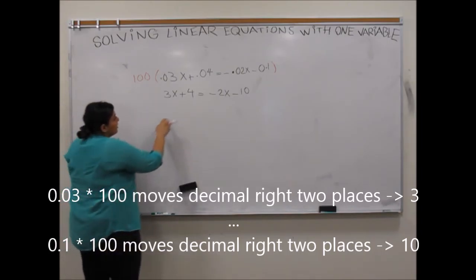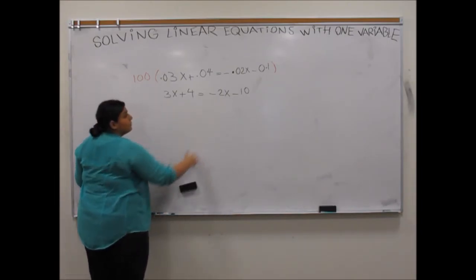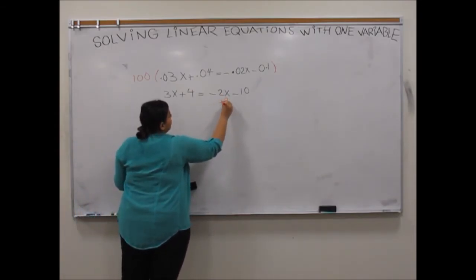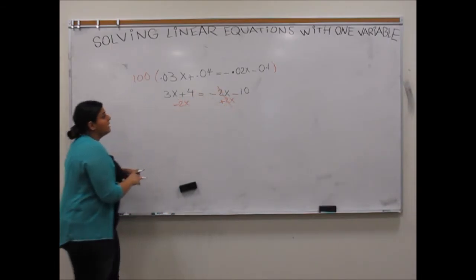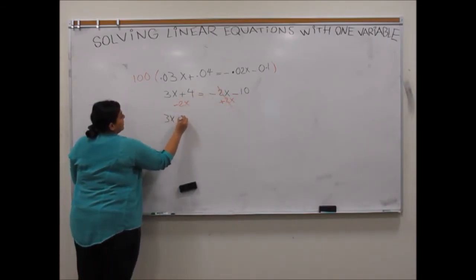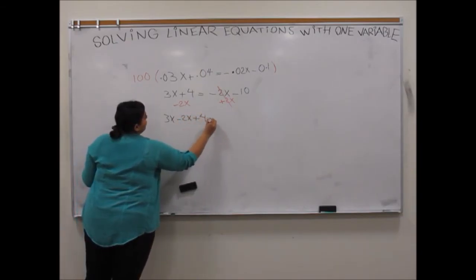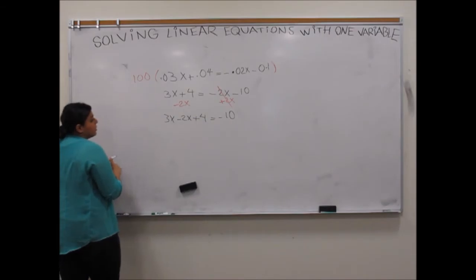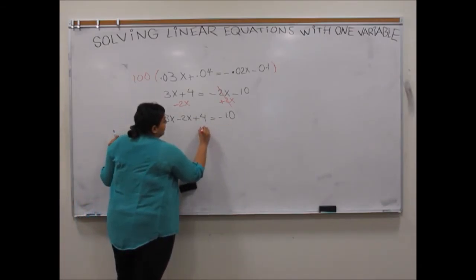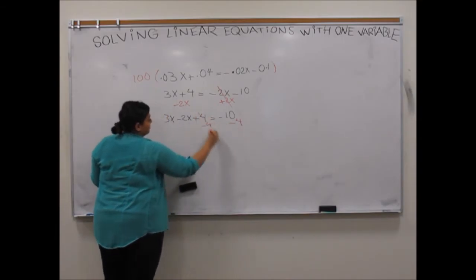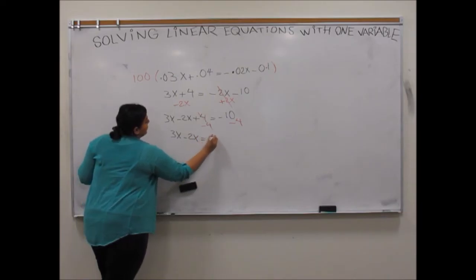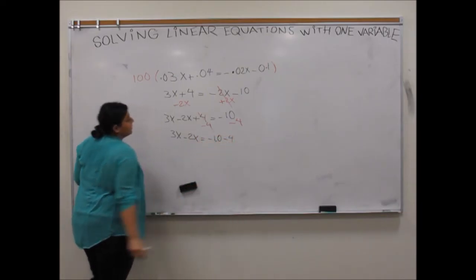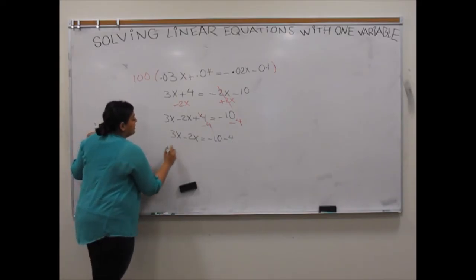I'm going to move all the x's to the left side and all the numbers to the other side. So I'm going to do positive 2x for both sides, moving this to the left side. Cancel that out. I'm going to get 3x minus 2x plus 4 equals negative 10. Now I'm going to move this 4 to the other side, so negative 4 here, negative 4 there. 3x minus 2x is on the left, and negative 10 minus 4 is negative 14. So 3 minus 2 is just 1. So 1x equals negative 14.